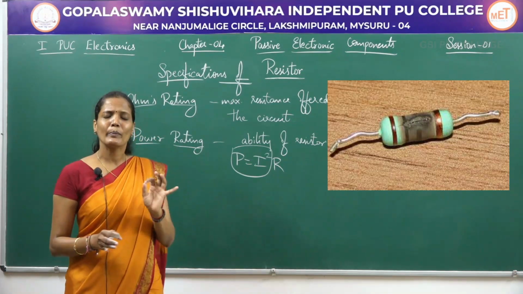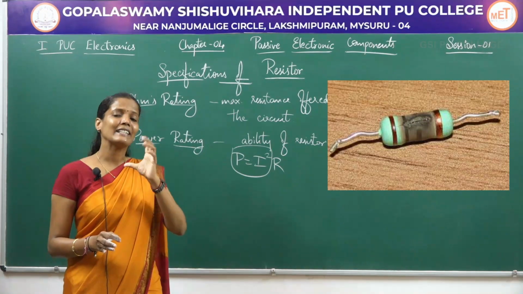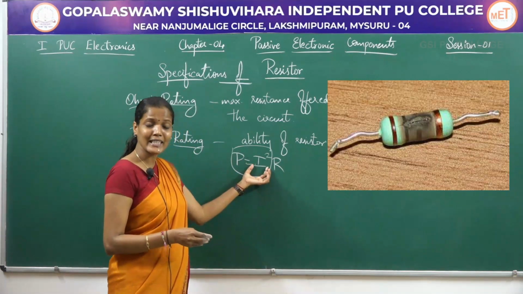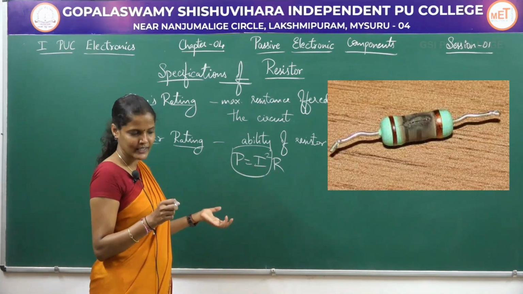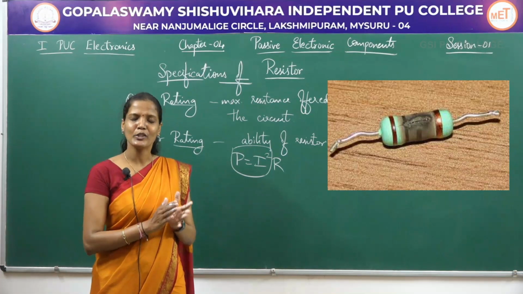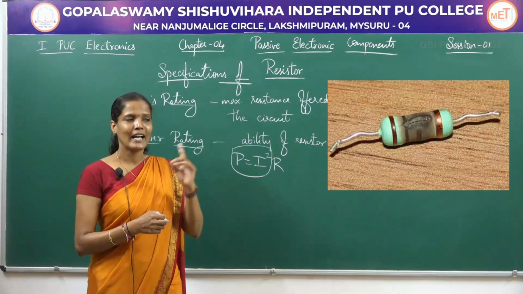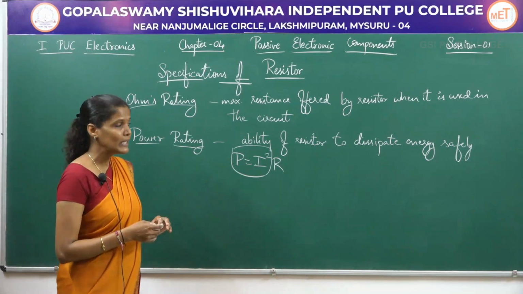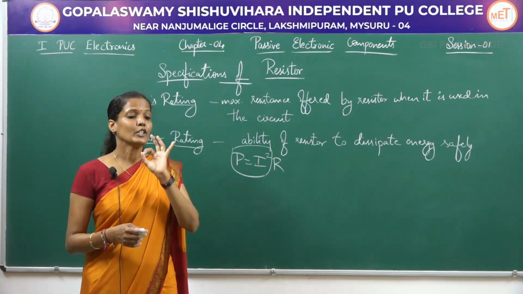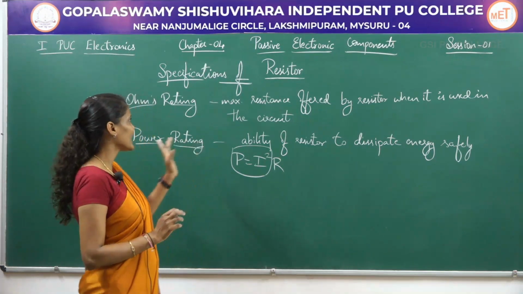Every resistor will have some power rating. Since the power rating is directly proportional to current, the maximum current value will be fixed for each and every resistor. If that maximum current is crossed, then the resistor will not be able to withstand such higher current, which in turn burns out that particular resistor. So, what exactly is this power rating? It is the ability of the resistor to dissipate energy safely, that is, without getting damaged. So that is the second specification.